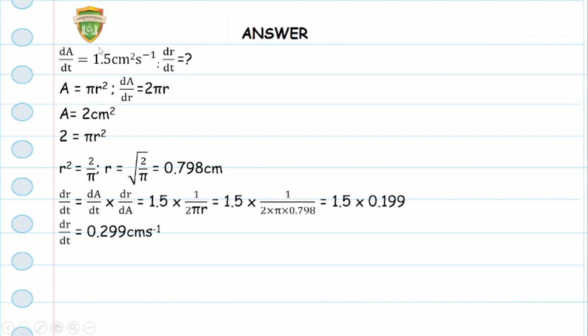So dr over dt, which is what we're looking for, will be dA over dt multiplied by dr over dA. So dA over dt we already know is 1.5. dr over dA is simply the reciprocal of dA over dr. So that's why this becomes 1 over 2 pi r. So we already got our r from here to be 0.798. We'll multiply all this together and we'll get our answer to be 0.299 centimeters per second. And that is option D.